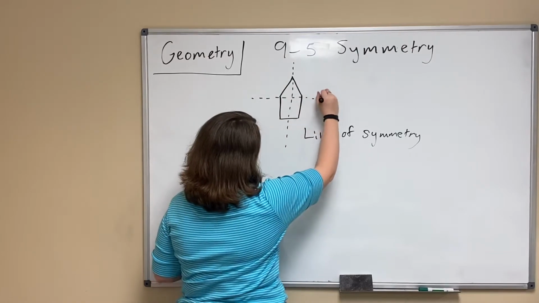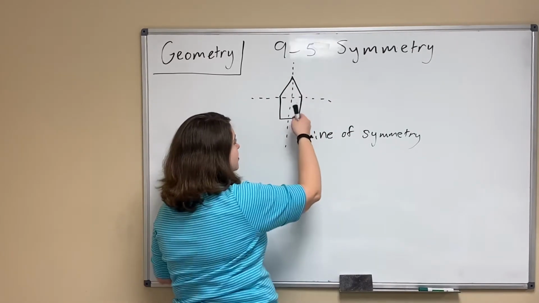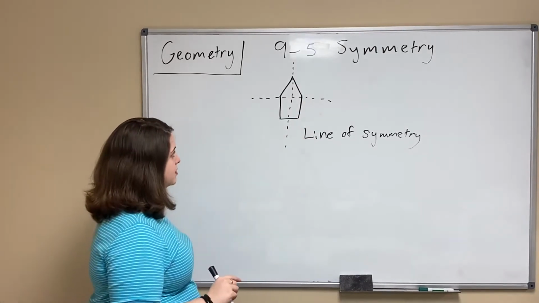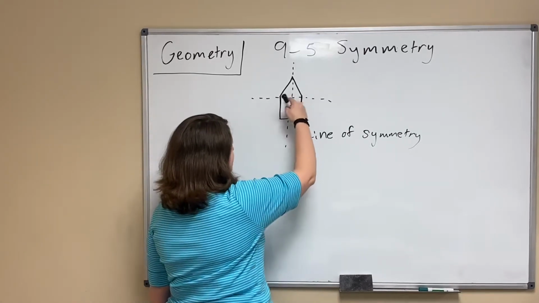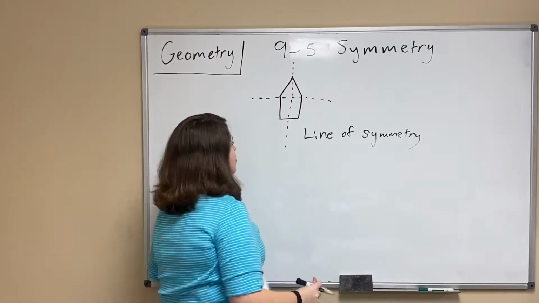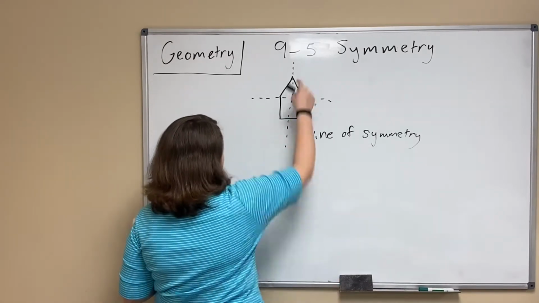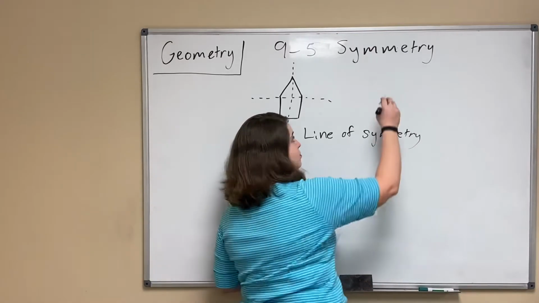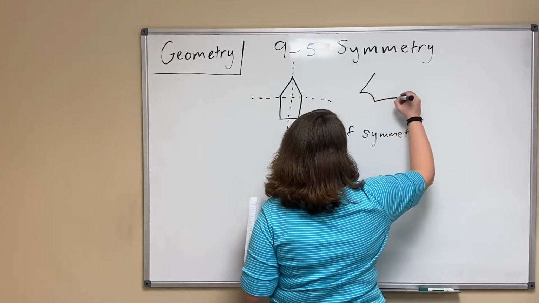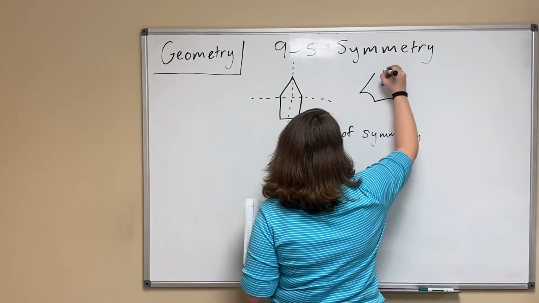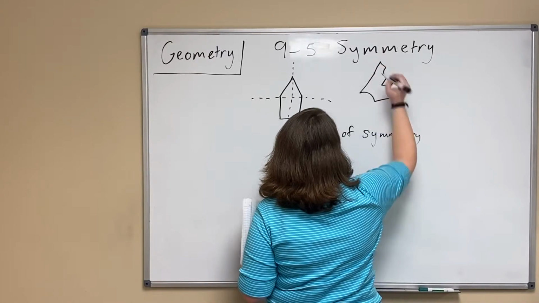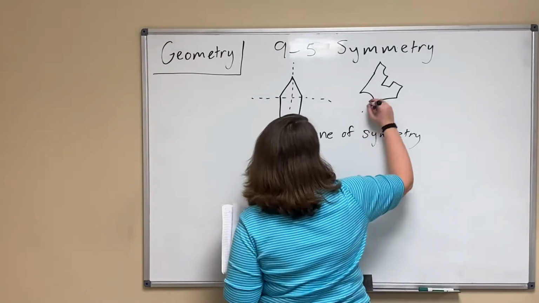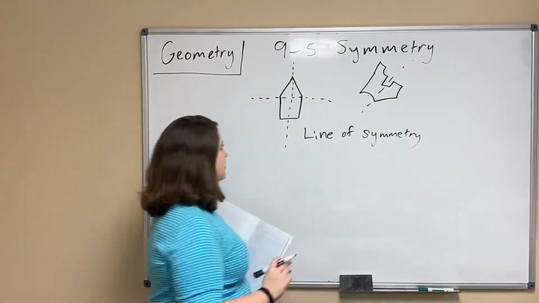This would not be, because if I folded it now this way, this would not match this, because this is a rectangle and this is a triangle. If I folded it there, it wouldn't be mapping the image onto itself. So this only has the one line of symmetry. If it was a weird shape like that, it has no lines of symmetry, because there's no place where I could draw an imaginary line that would make it folded in on itself and it would work.